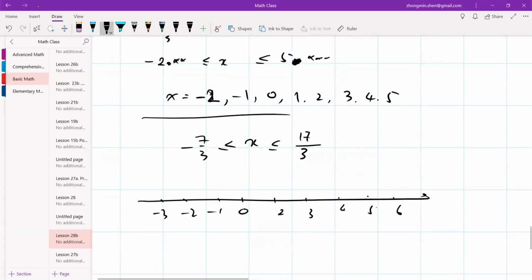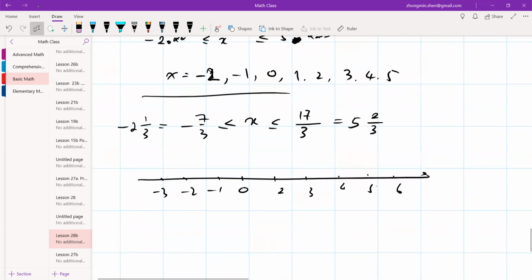Okay. 17 over 3 is going to be 5 and 3 over 2, right? And this one will be negative 2 and 1/3. Okay, so let's describe this inequality as a coordinate line. Find the 2 and 3. So you divide them into 3 parts. 2 and 3 is here, right? And the negative 2 and 1/3. I think this is the point.